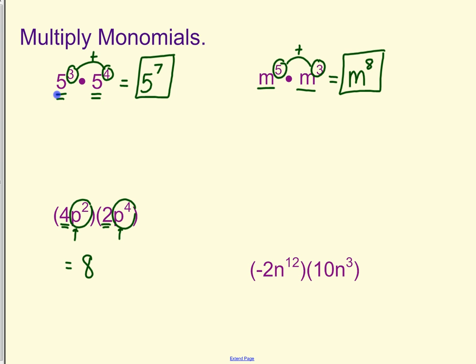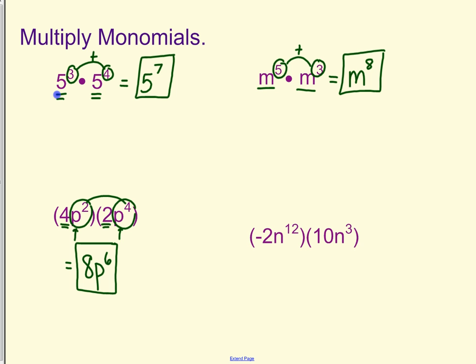We're multiplying the same base. We can use our property. When you're multiplying the same base, keep the base of p and you're going to add the 2 plus the 4 and you get 6. So coefficients get multiplied like normal, and then when you notice that you're multiplying the same base, p and p, you add your exponents. See?